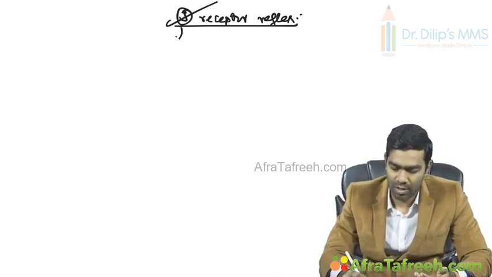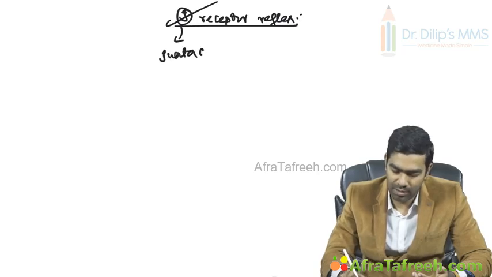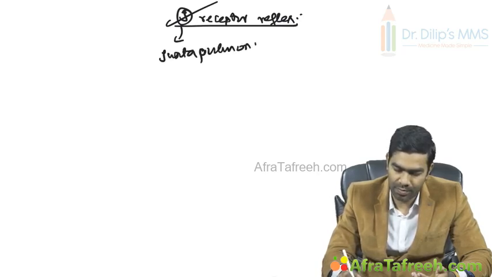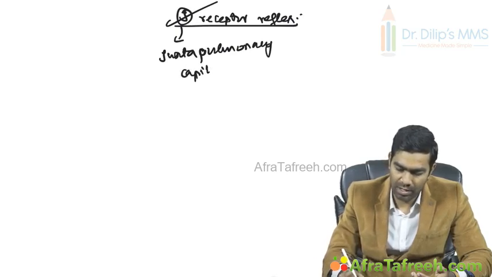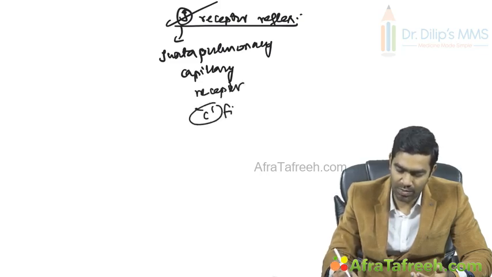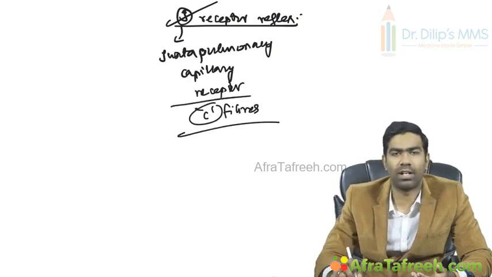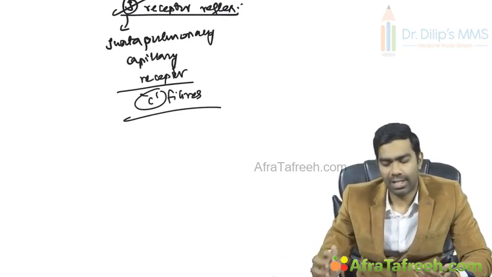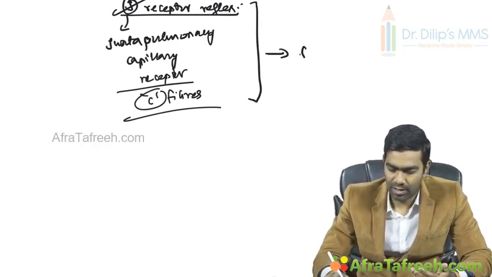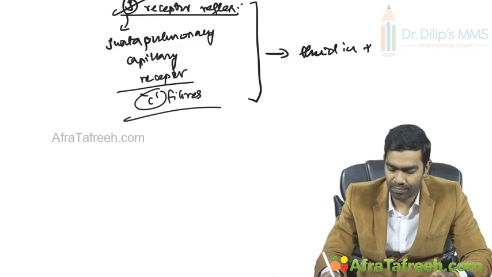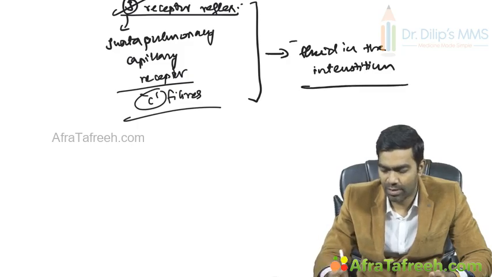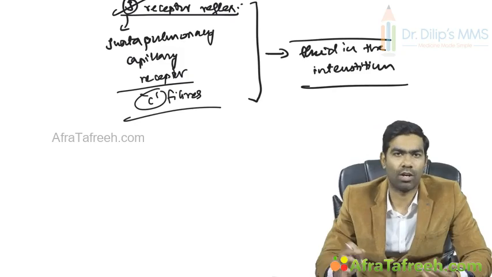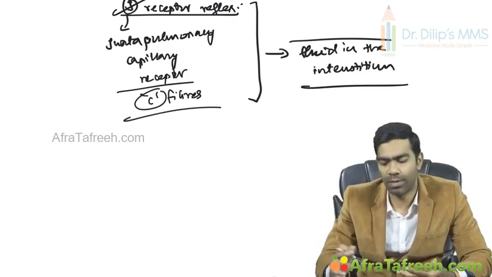J stands for juxtapulmonary capillary receptors. Actually, these are nothing but C fibers. You will study more about the C fibers in neurology. These are C fibers that are going to sense this particular stretch. What they are sensing is the fluid in the interstitium. Suppose there is some fluid in the interstitium for any reason, it may be due to pulmonary edema, cardiac or non-cardiac, it may be due to pneumonia, sometimes pulmonary embolism.